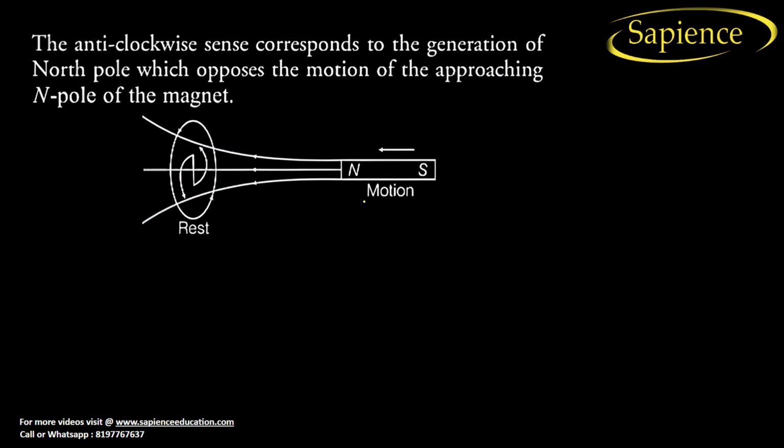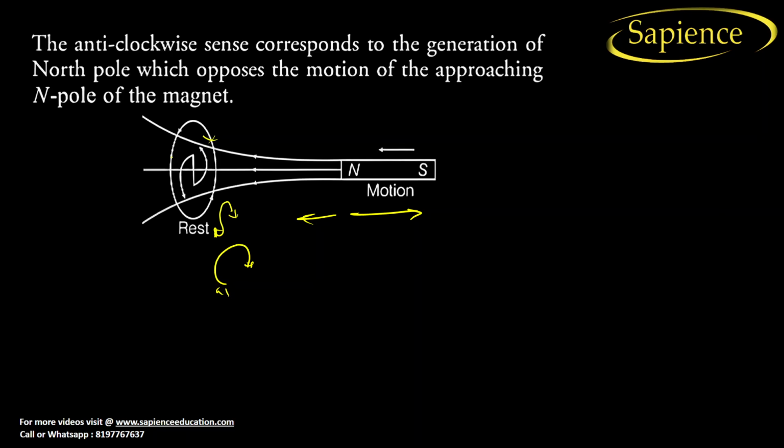Now we will use a different case here. See, this is the north pole and south pole. What will happen when it moves in this direction? It will behave as a north pole, so that it will oppose it. Now one more case may happen: if it moves in this direction, it will behave as a south pole. South pole means it will reverse its current, so that it will again try to stop the movement.